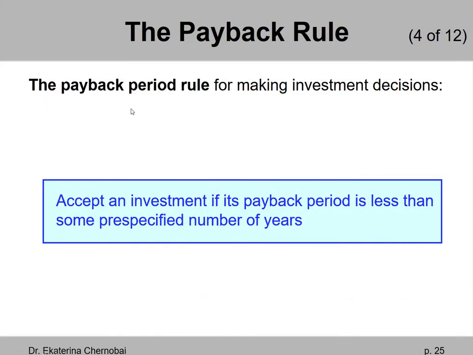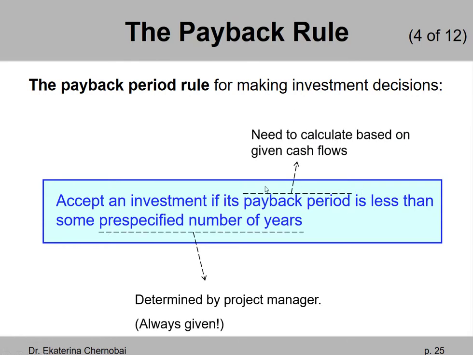This takes us to the payback period rule for making investment decisions. Accept an investment if its payback period is less than some pre-specified number of years. This is the textbook's definition. So the payback period is what you need to calculate based on the cash flows that are given. The so-called pre-specified number of years is what you then need to compare it against. That's determined by the project manager. This is the number that's always given. That's sort of the limit, the maximum that we are willing to wait. So if you're within that maximum, then the project should be accepted.